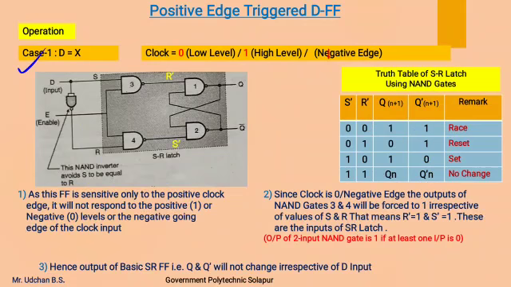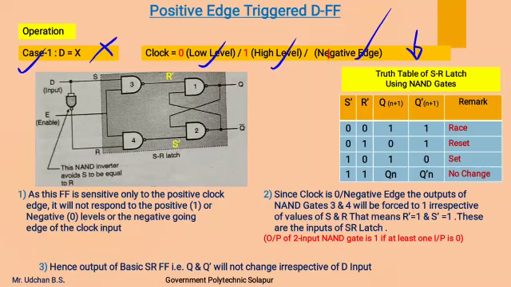We will consider case 1 in which the D input may be anything, it may be 0 or it may be 1. Therefore, it is shown as a don't care condition. It can take any values. But the clock input for this case is considered as a low level of the clock or high level of the clock or negative edge of the clock pulse. As this flip-flop is sensitive to only positive edge of the clock, it will not respond to the positive level, negative level or negative going edge of the clock pulse.